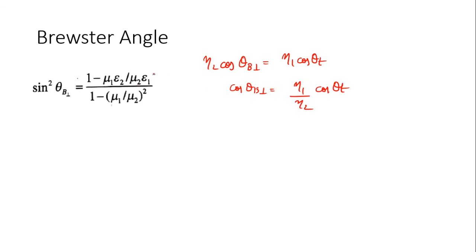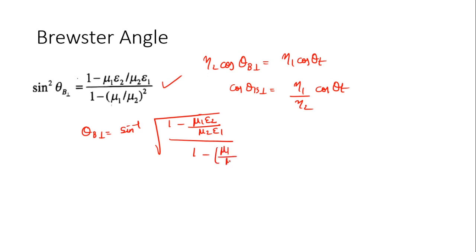Again, on substituting, you get this. Okay, you get it like this, and that is theta B perpendicular will be equal to sine inverse square root of (1 minus mu 1 epsilon 2 divided by mu 2 epsilon 1) divided by (1 minus (mu 1 by mu 2) the whole square). So this is the general equation for Brewster angle corresponding to perpendicular polarization.